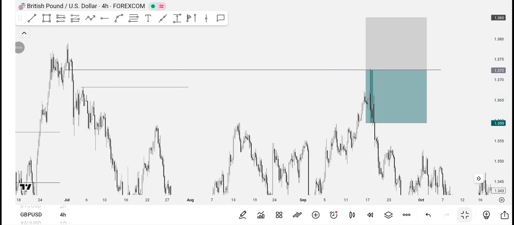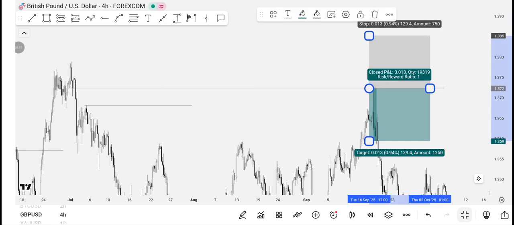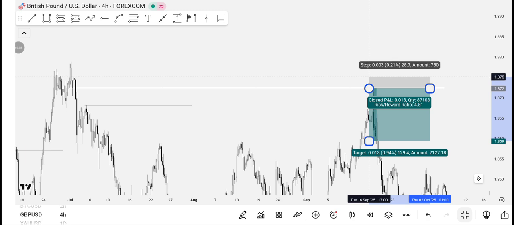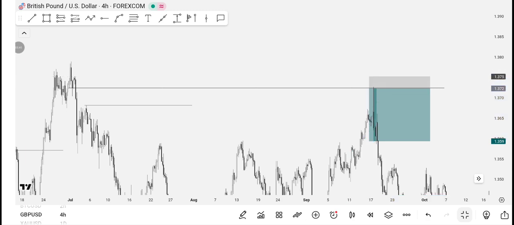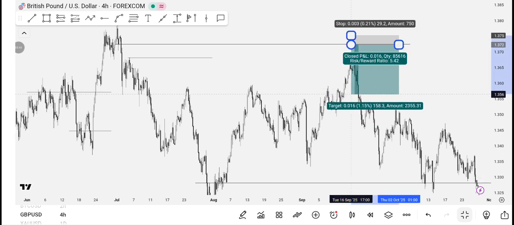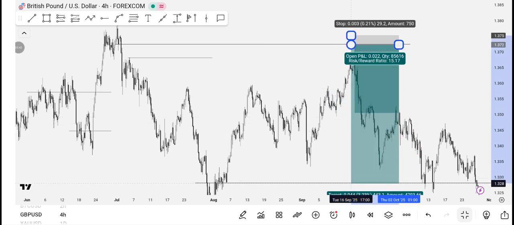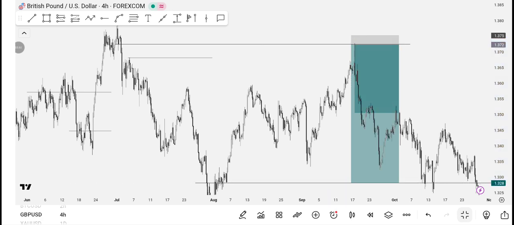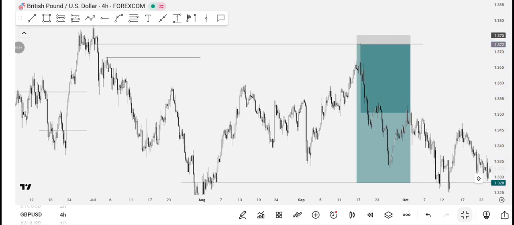You can enter off from that level, putting your stop loss above that level. Then you'll take profit all the way down to our weekly storyline. This is where our weekly storyline ends. Now we have our first trade.